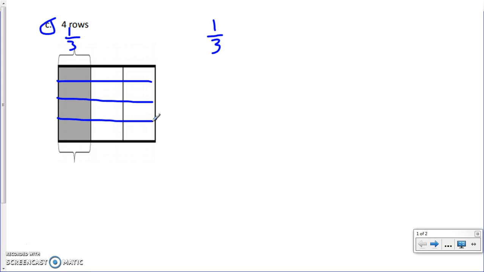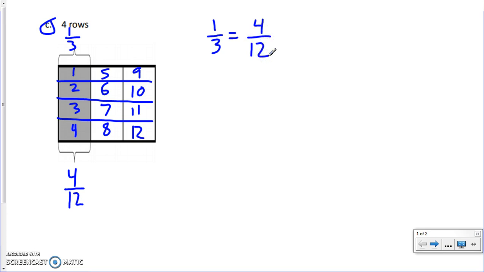So we're actually going to cheat a little bit and write our shaded part first, which will be our numerator. So I count 1, 2, 3, 4. So I have 4 shaded. Now I'm going to count to find my total pieces. 5, 6, 7, 8, 9, 10, 11, 12. This will give me my denominator. So I now have 4 out of 12 shaded, which is equal to 1/3 from our original fraction. We're going to prove it with multiplication in a minute.